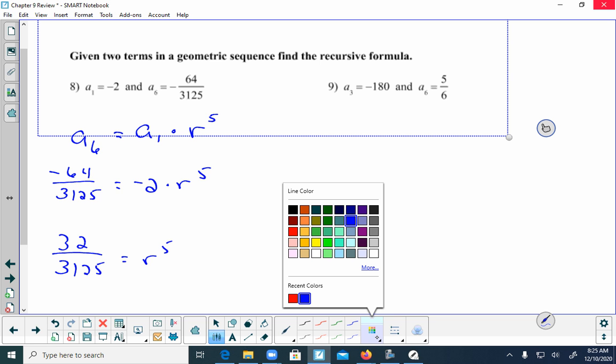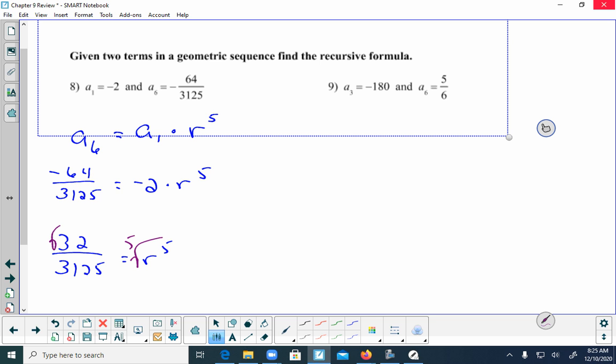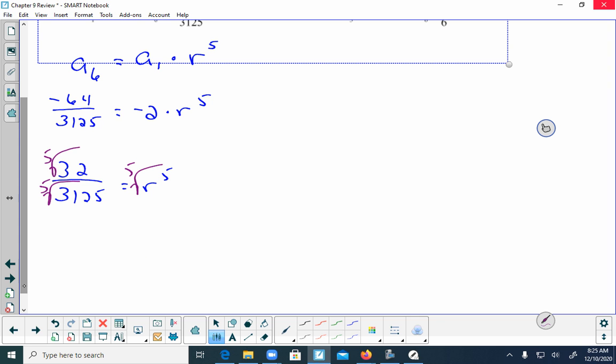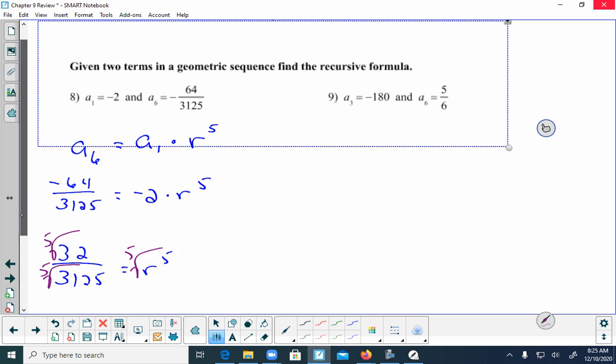Then I'm going to take the fifth root of both, and do yourself a favor, take the fifth root of the numerator, fifth root of the denominator, so your calculator doesn't throw it into a decimal for you, but I don't know if it will or not. But I did it that way. So when I do that, I end up with my rate as being 2/5. So that's my common ratio.